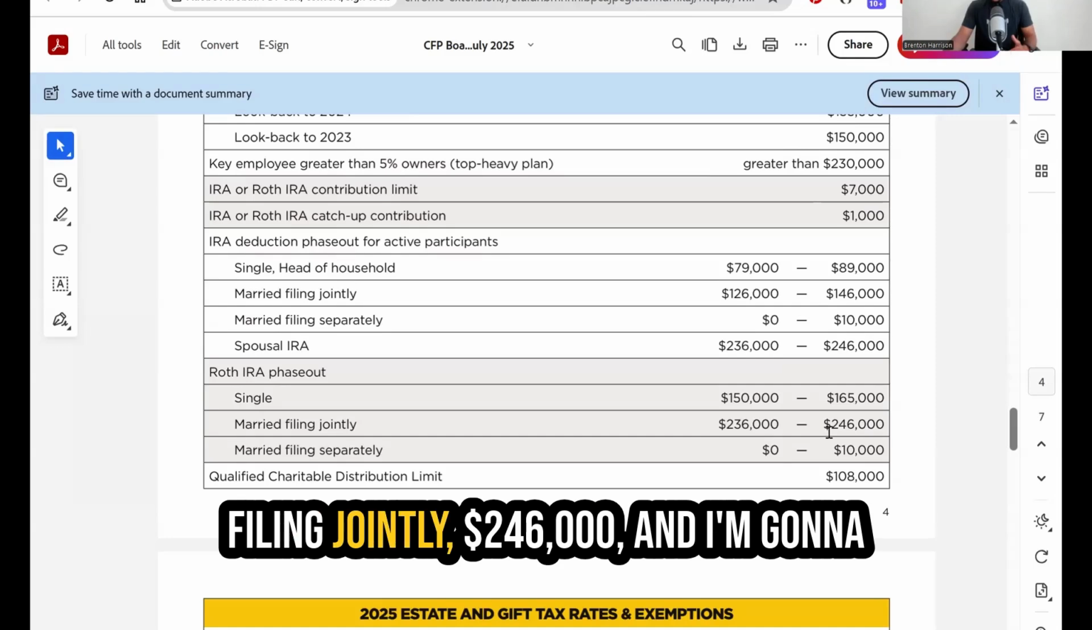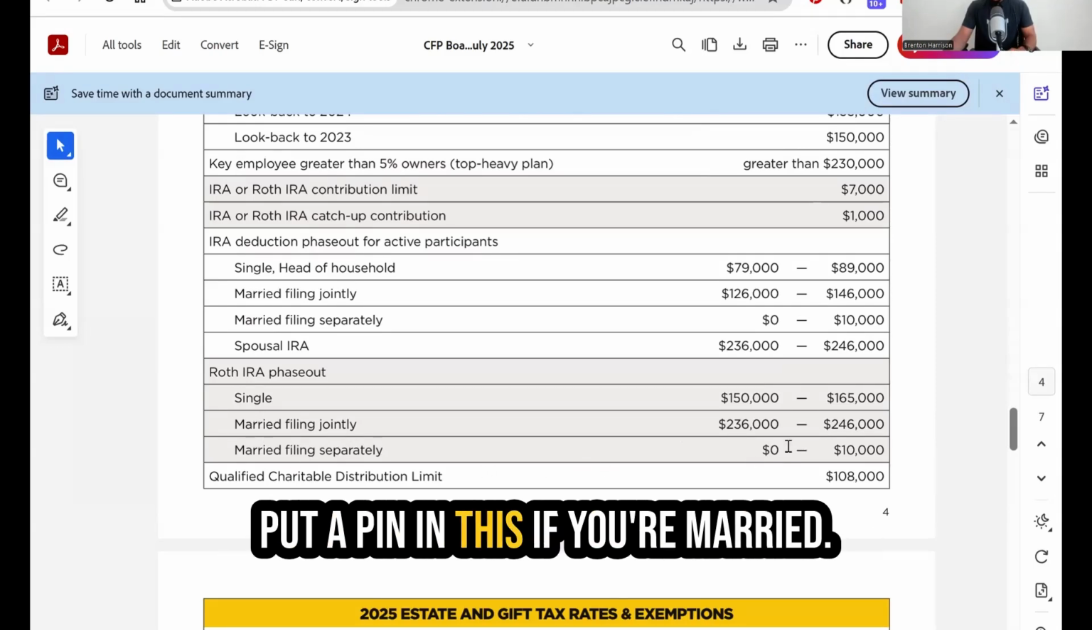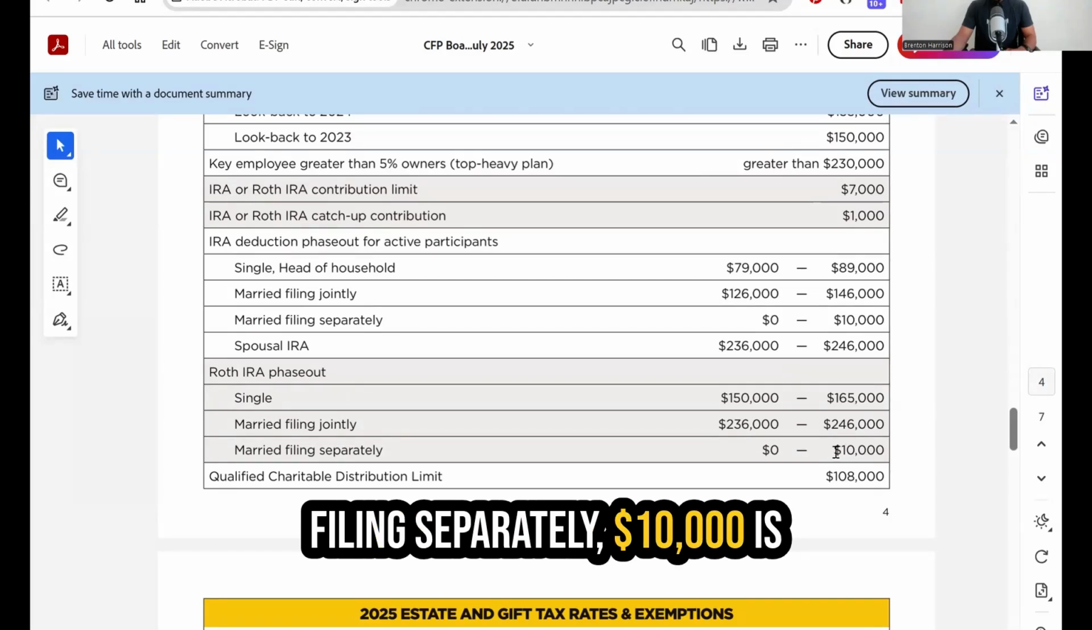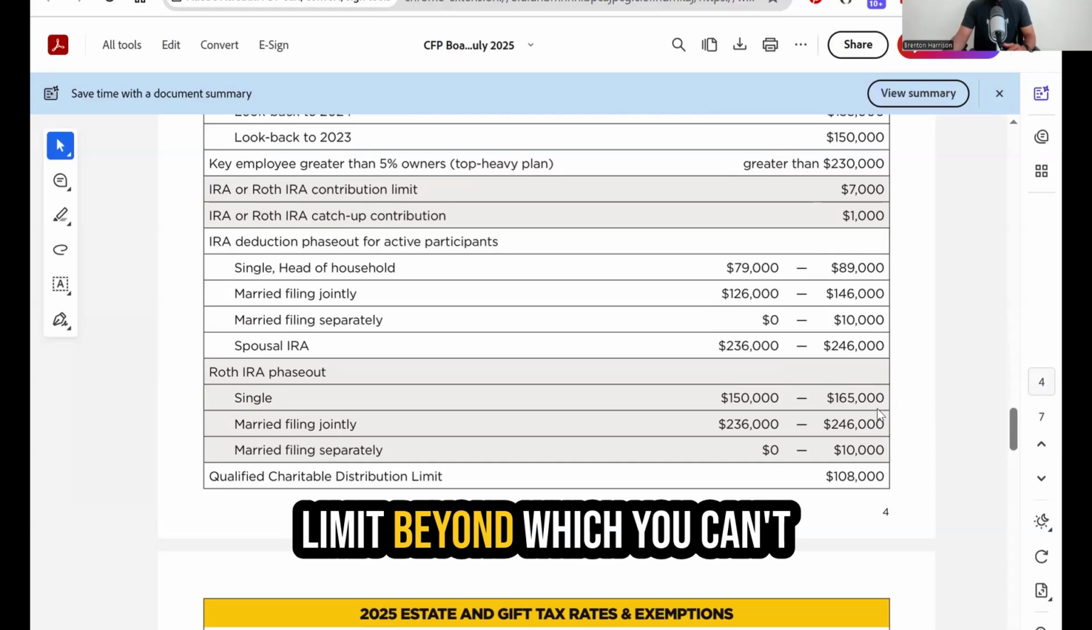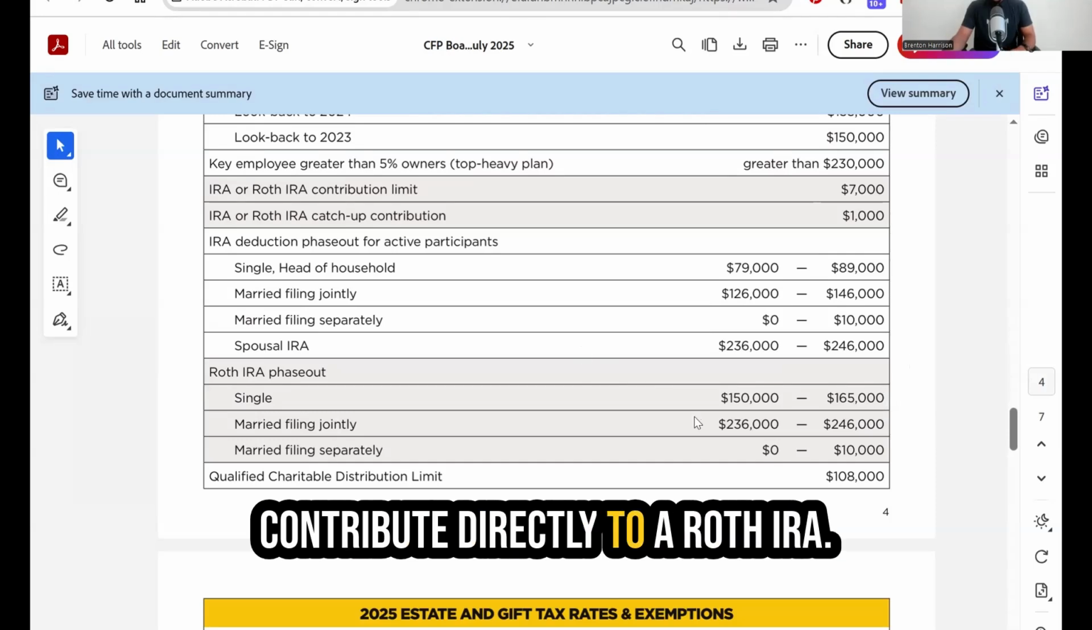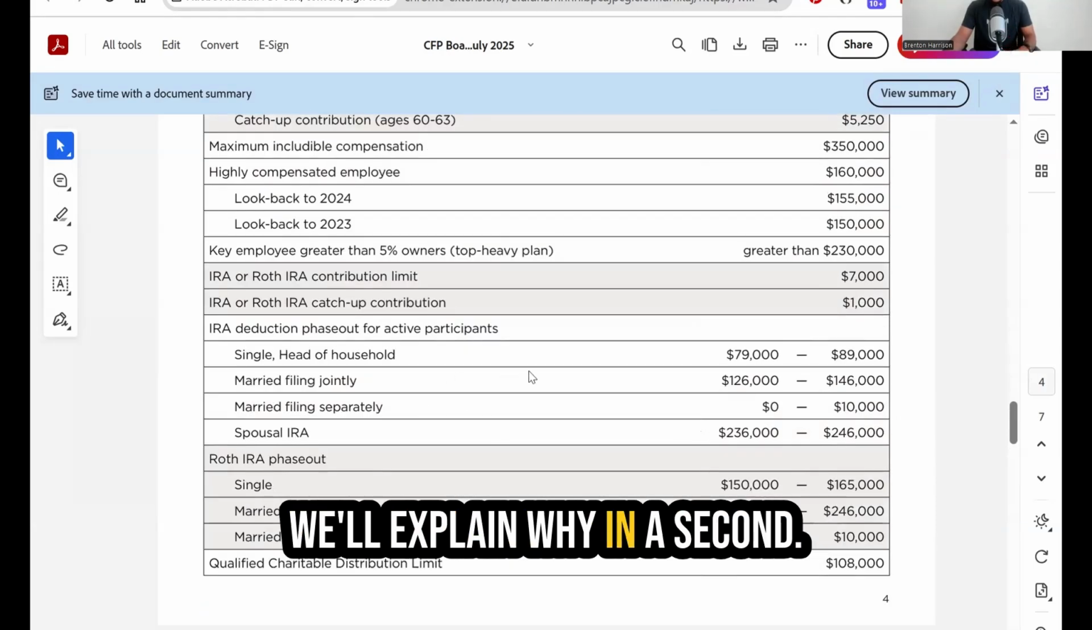If you're married filing jointly, $246,000. And I'm going to put a pin in this. If you're married filing separately, $10,000 is the adjusted gross income limit beyond which you can't contribute directly to a Roth IRA. We'll explain why in a second.